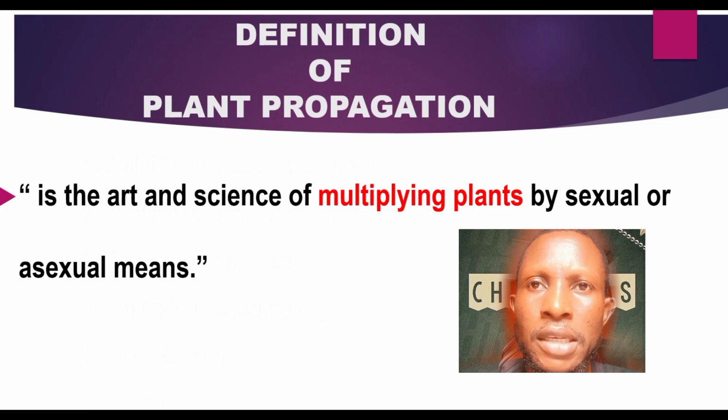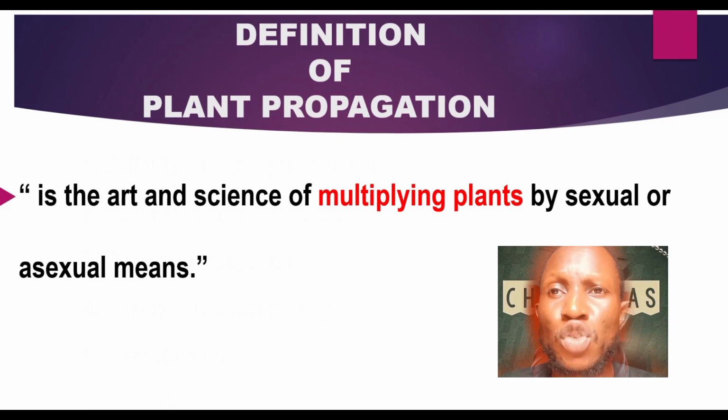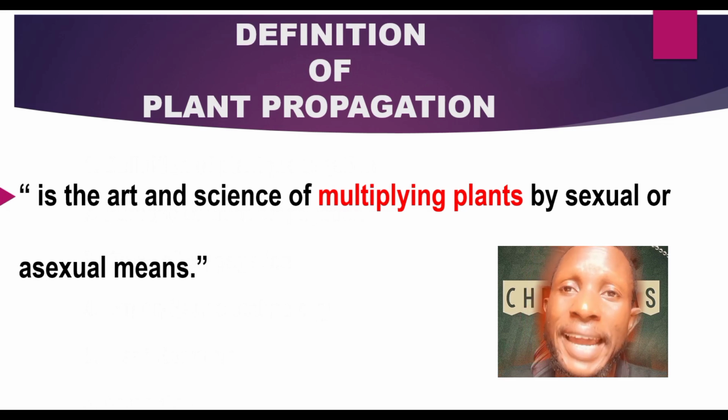The definition of plant propagation is an art or science of multiplying plants by sexual or asexual means. Like I said, it's an art and science of multiplying plants by sexual or asexual means. So you can see science and art are involved. Let's move on to the next slide.